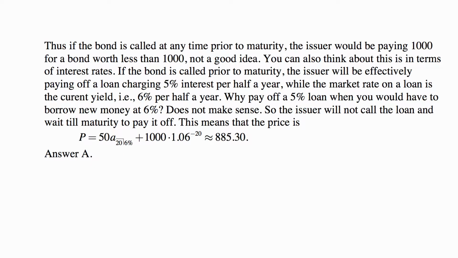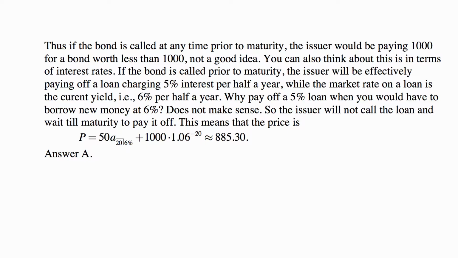So if the bond is called at any time prior to maturity, the issuer would be paying $1,000 for a bond worth less than $1,000. Not a good idea. You can also think about this in terms of interest rates. If the bond is called prior to maturity, the issuer will be effectively paying off a loan charging 5% interest per half a year, while the market rate on the loan is the current yield, so 6% per half a year. So why pay off a 5% loan when you would have to borrow new money at 6%? It does not make sense. So the issuer will not call the loan and will wait till maturity to pay it off.